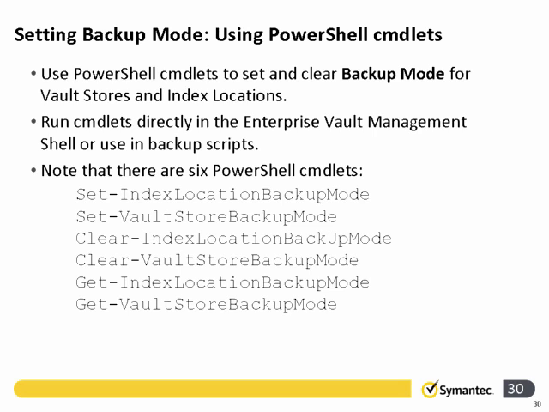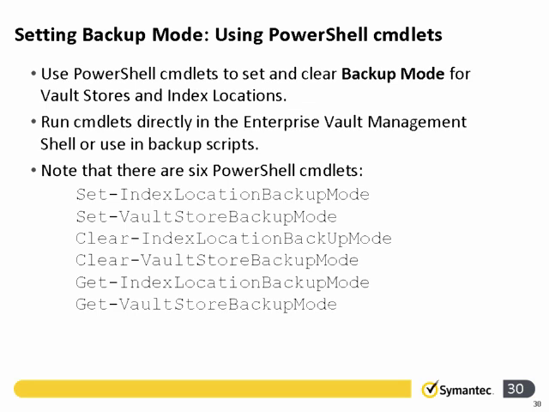As we mentioned, you can set it up using a PowerShell commandlet. These PowerShell commandlets are used to both set and clear backup mode for the vault stores and the index locations. I can run them directly from the Enterprise Vault Management Shell, or I have the capability of running them from a script, and we'll show you how to run them from a script in a moment. There are six PowerShell commandlets for setting and clearing both the index location and the vault store location backup mode, and they're listed there on the slide for you.